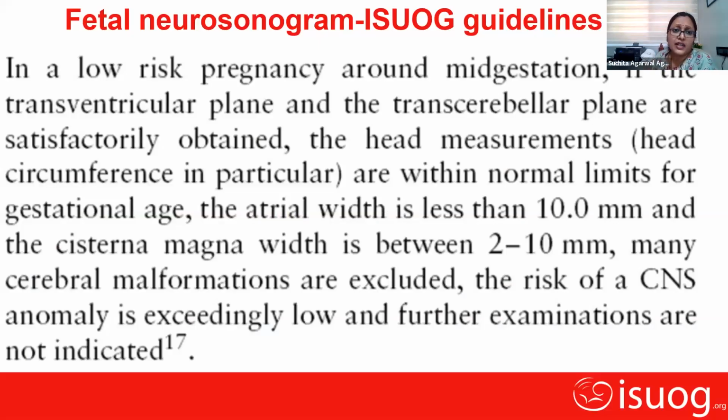So what are the ISUOG guidelines for fetal neurosonogram? In a low-risk pregnancy around mid-gestation, if the transventricular plane and the transcerebellar plane are satisfactorily obtained, the head measurements, the head circumference in particular, are within normal limits for the gestational age, the atrial width is less than 10 millimeter, and the cisterna magna width is between 2 to 10 millimeter, many cerebral malformations are excluded. The risk of a CNS anomaly is exceedingly low, and further examinations are not indicated.